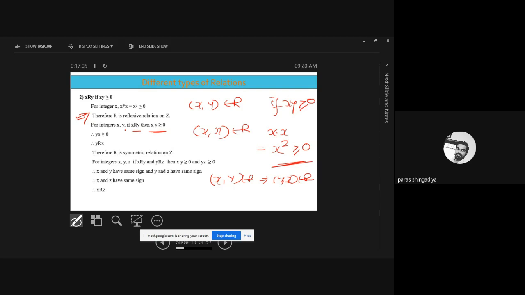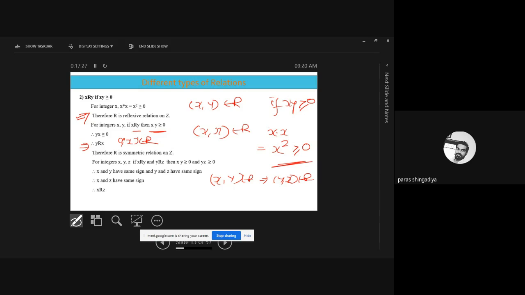Clear? 2 into 3 will be 6, so 3 into 2 is also 6. So that is always the same. So y dot x is also greater than or equal to 0. And what is the meaning of y dot x greater than or equal to 0? That is called y R x, meaning (y, x) exists in R, meaning it satisfies the symmetric property.